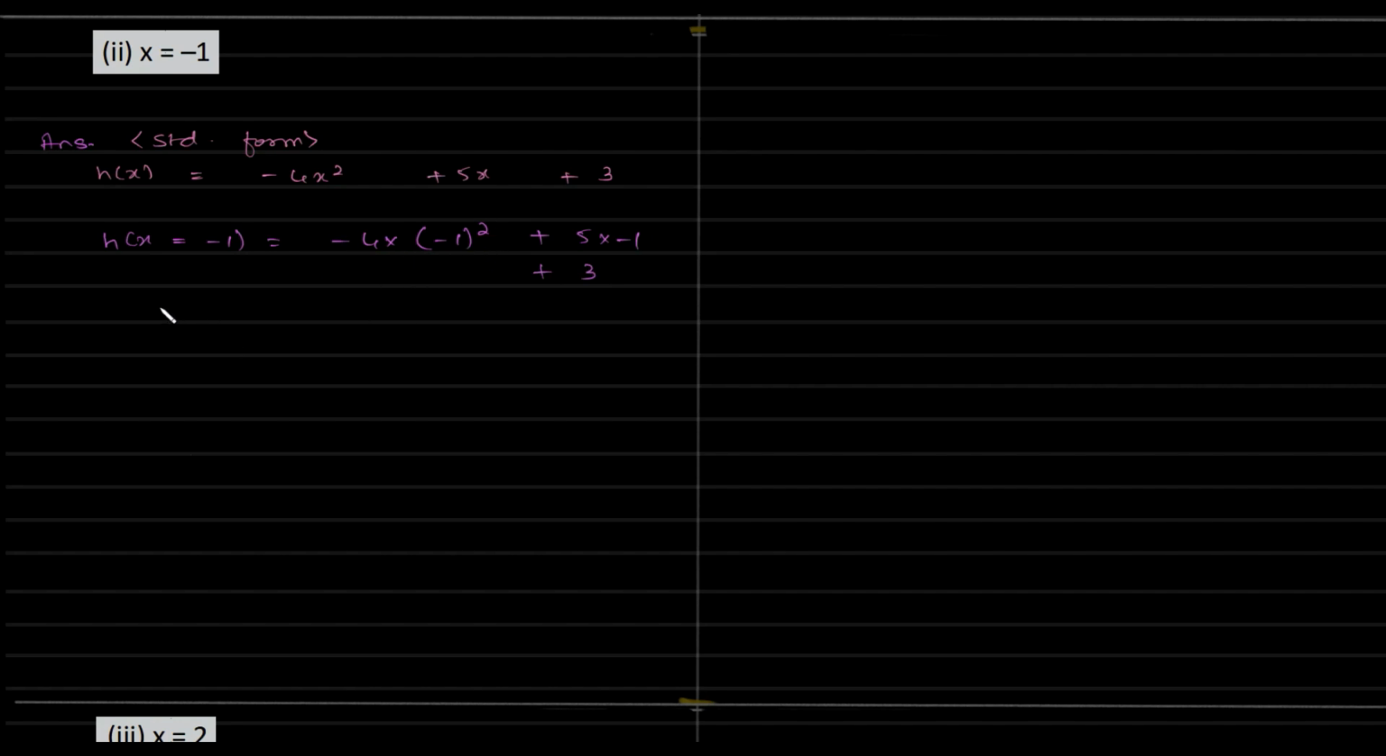Minus 4 into minus 1 squared is minus 4 into 1. Plus into minus is minus, 5 ones are 5, plus 3. So minus 4 minus 5 is minus 9, plus 3 is minus 6, by the way. This is your value of h of x at x is equal to minus 1.